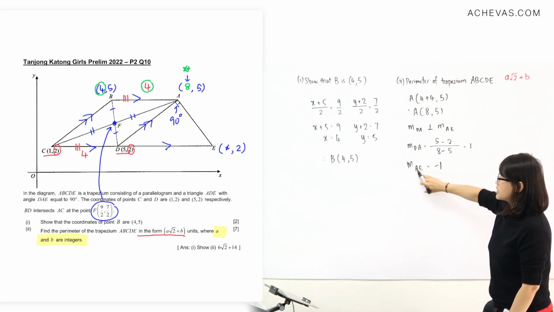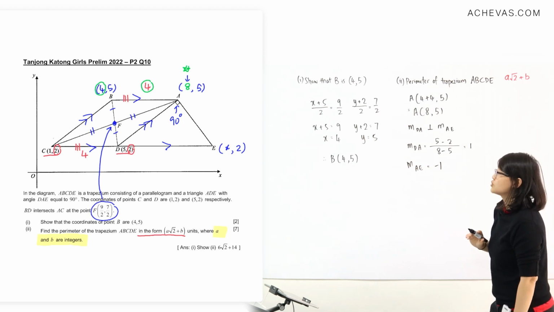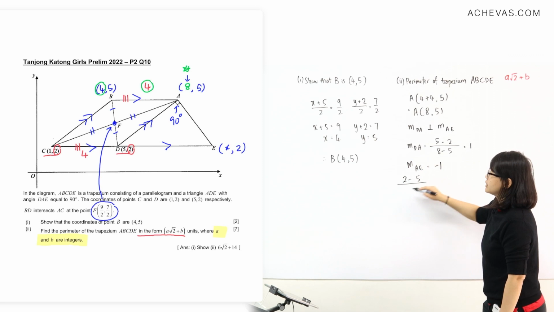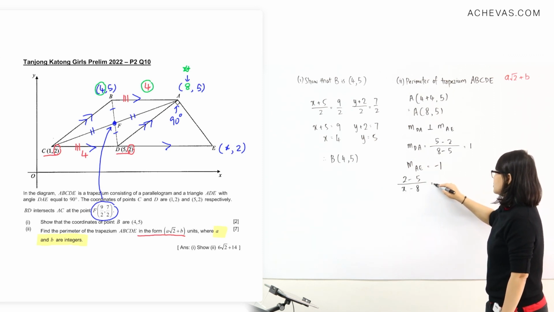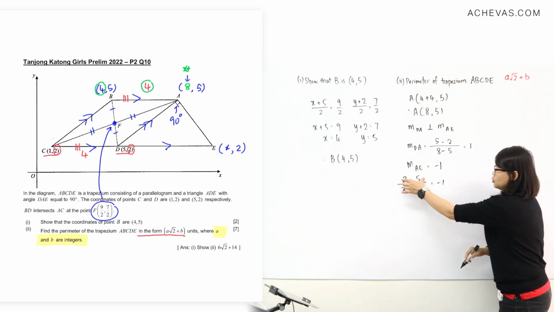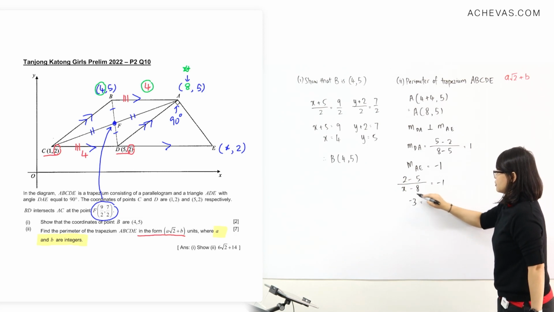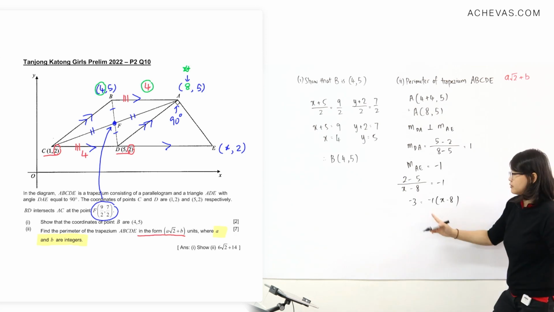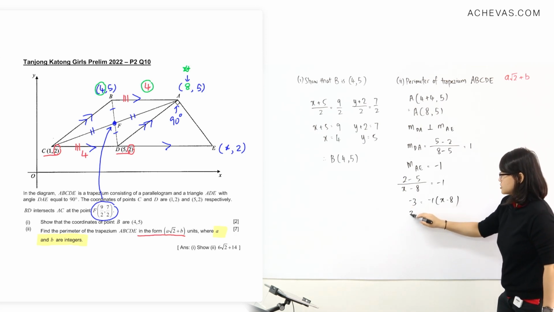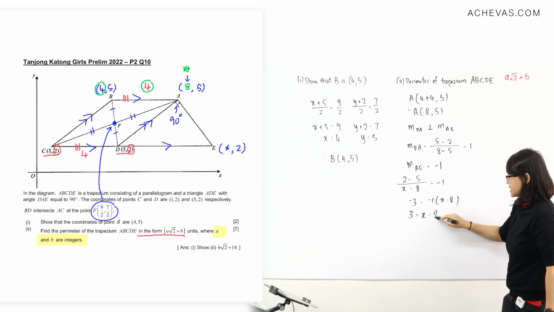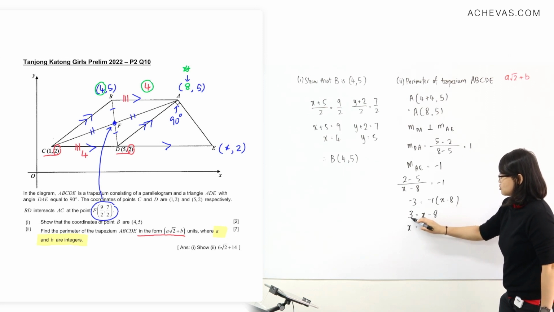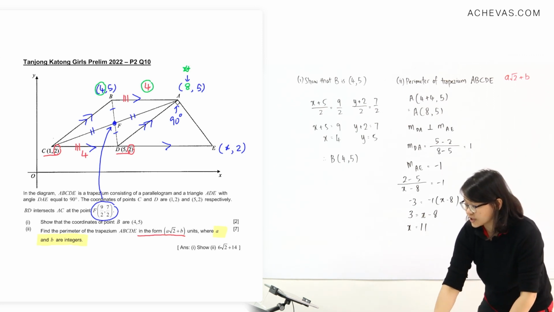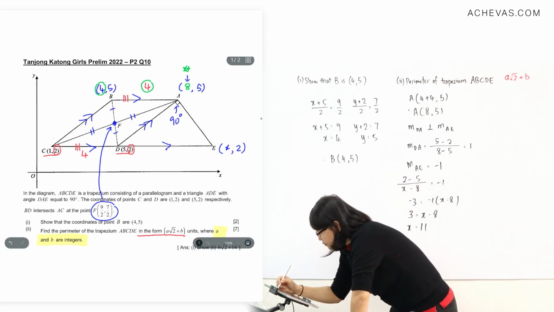So now I have this AE gradient. Let's apply the gradient formula using the two coordinates over there. So I have 2 minus 5 divided by x minus 8 equals -1. 2 minus 5 is -3. I'm going to move this x minus 8 to the right hand side. Okay, next step, I'm going to divide by -1, so it's +3 equals x minus 8. So the x coordinate must be 3 plus 8, therefore we get 11. Let me erase the x coordinate and write this as 11 too.